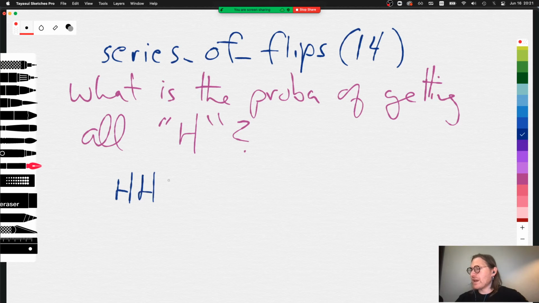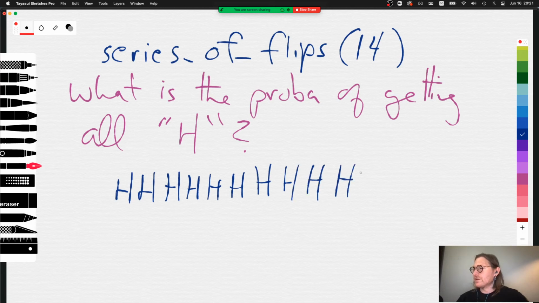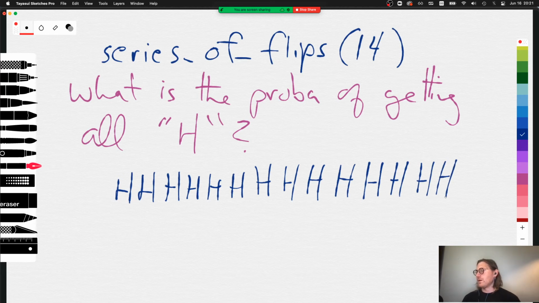It looks like heads, 3, 4, 5, 6, 7, 8, 9, 10, 11, 12, 13, 14. Now, if we're thinking about this in terms of that counting approach that we looked at before, we could build something with 14 nested loops, right? We could do that. But let's think about this as, these are all heads.